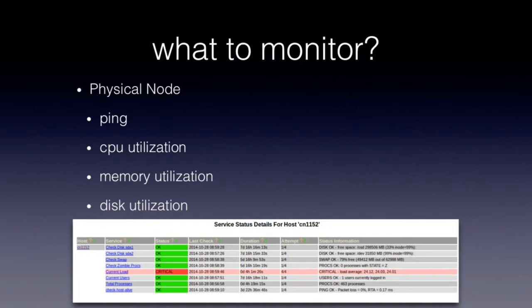For physical node, we monitor ping, CPU utilization, memory utilization, and disk utilization. And these 4 items are very important for us to maintain the cloud. The following picture is one of our compute nodes. In this picture, we captured the disk and the node and something else important.